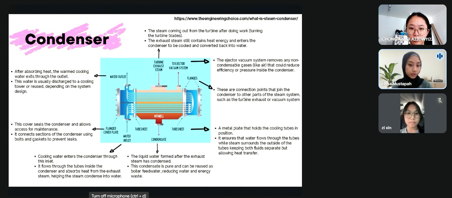Flange cover plate. This cover seals the condenser and allows access for maintenance. It connects sections of the condenser using bolts and gaskets to prevent leaks. And last, water outlet. After absorbing heat, the warm cooling water exits through the outlet. This water is usually discharged to a cooling tower or reused, depending on the system design.